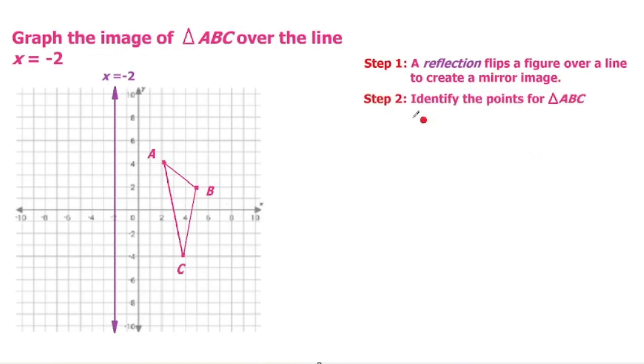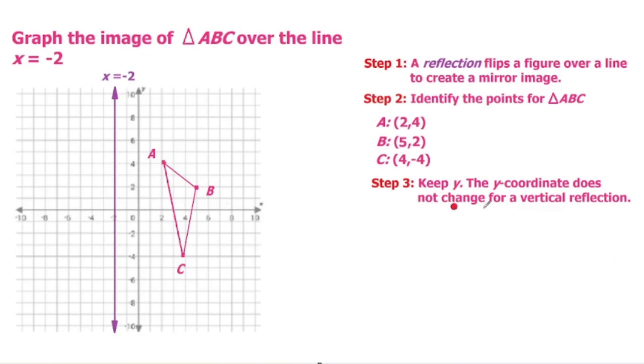Okay, so let's identify the points for triangle ABC. A is at 2, 4. X is 2, y is 4. That's this point. B is at 5, 2. X is 5, y is 2. C is at 4, -4. So x is 4, y is -4.